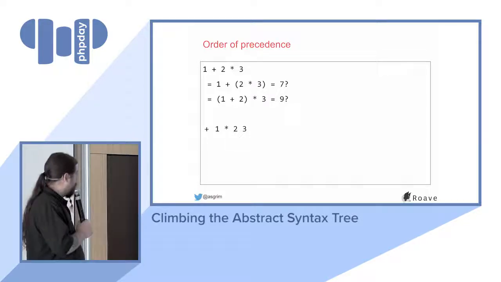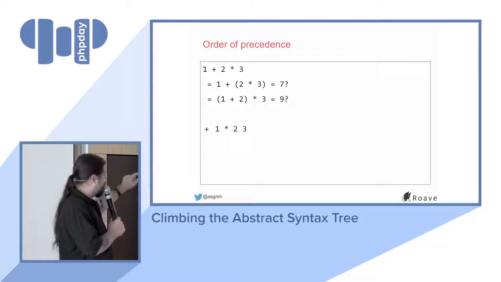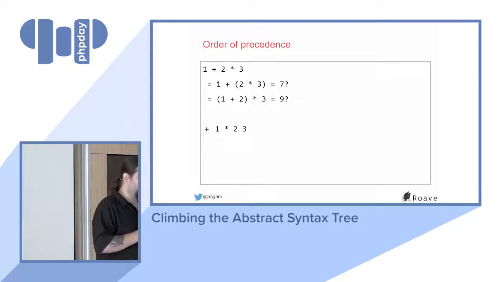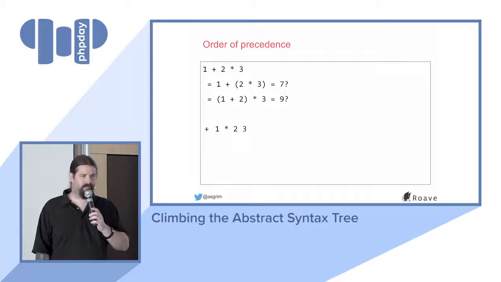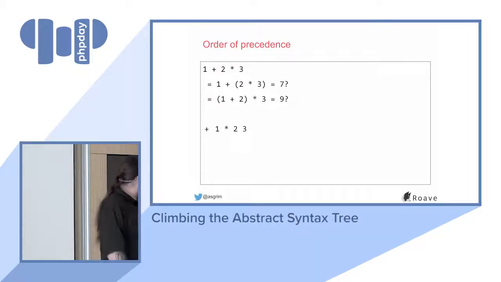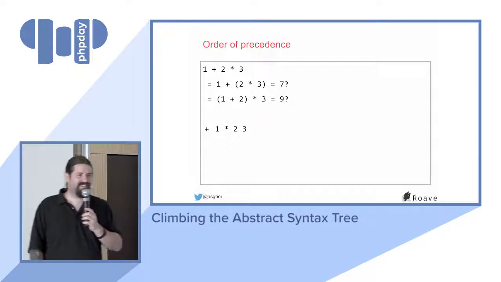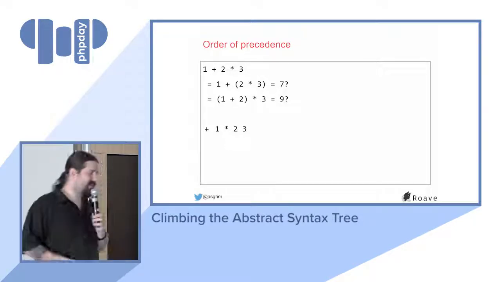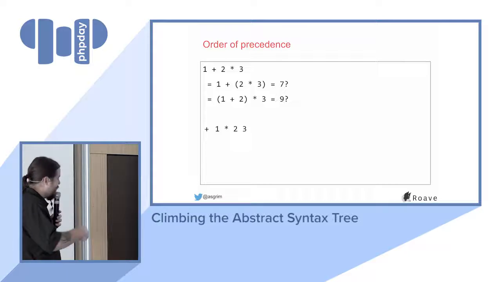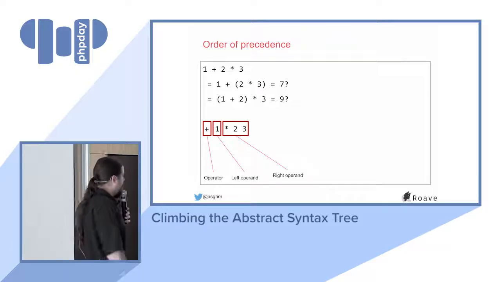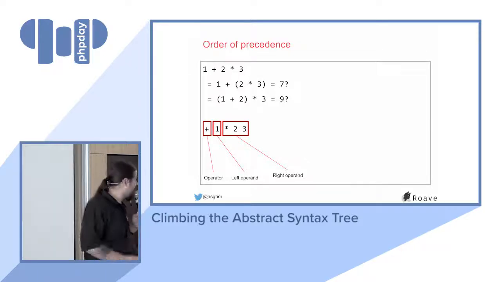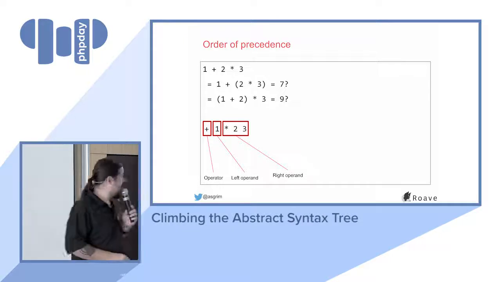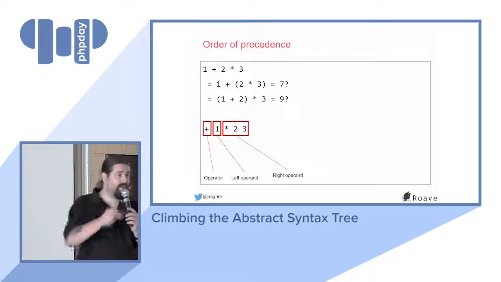So when we write this out in this Polish notation, it will look something like this. Plus 1 times 2, 3. What? That's completely wrong. But it is logical and it works. That's how these things work, right? We have the operator, which is plus. The first operator is plus. We have a left operand, which is 1. And then we have a right operand, which is another sum.